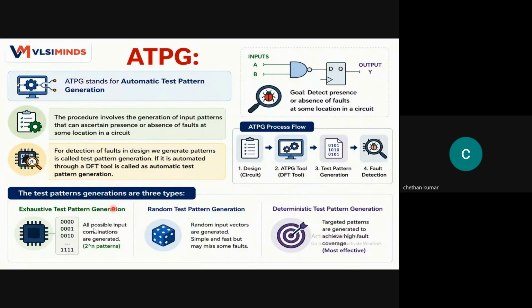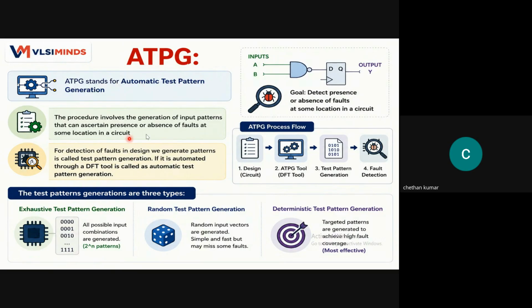But as the chip complexity increases, the more number of inputs and internal nodes, all those things have to be considered. So for that, we have to automate the process of generating the patterns. That process is called automatic test pattern generation.